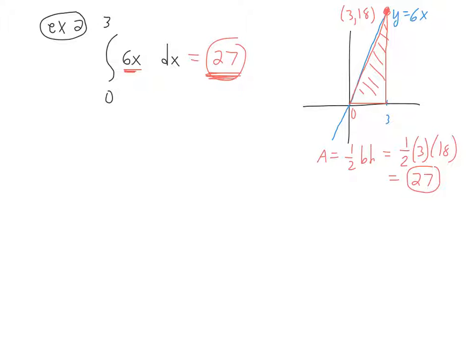So this number represents the area underneath the curve. And recall that this curve here, we're only looking at examples right now where the function is positive, meaning it's completely above the x-axis. Well, what if it's not completely above the x-axis? That's what we're going to explore next.